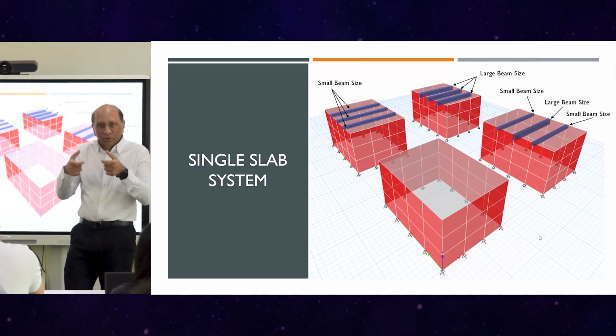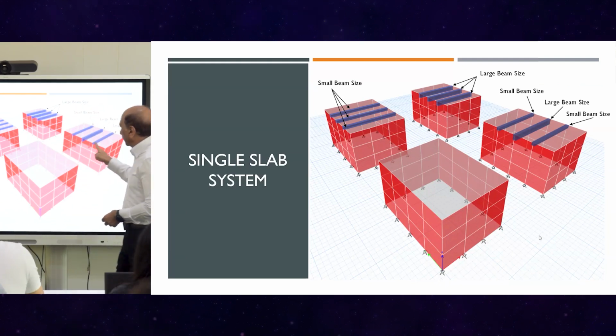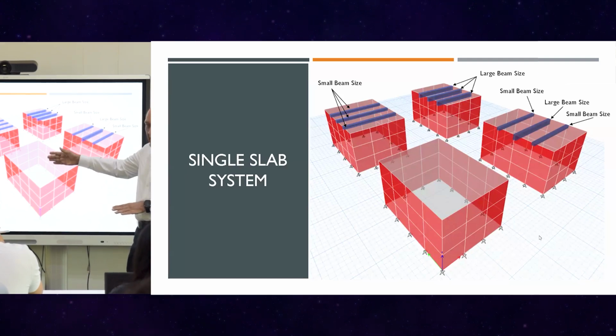So in one, we could just put very small beams. In one, we put very large beams. And in one, we put 1 large and 2 small beams. So geometry-wise, there shouldn't be any difference. All beams should get the same loading, same bending moment, because the spacing is the same. In the plan, they will all look the same, right?